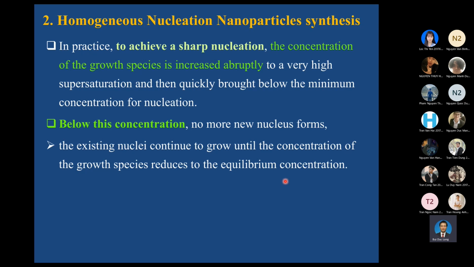So this is why we want to increase the concentration roughly, and bring it up to a minimum concentration, quickly crossing below the minimum concentration. So that's why we can achieve uniform size, or mono-size, of particles.